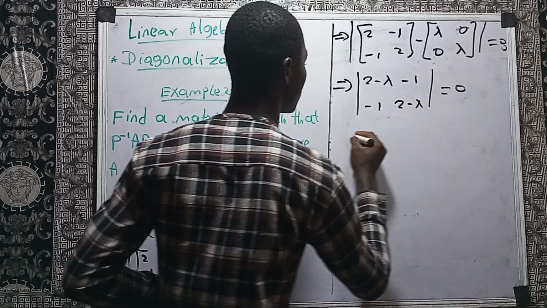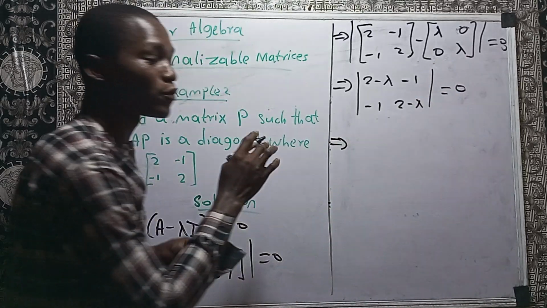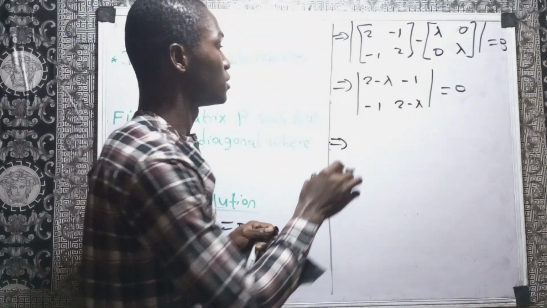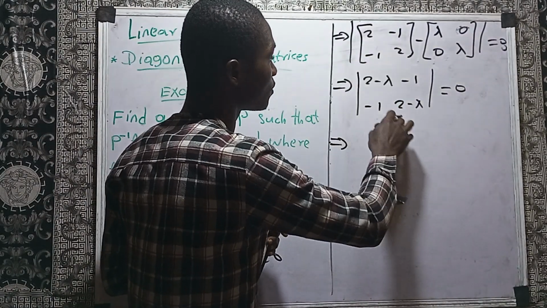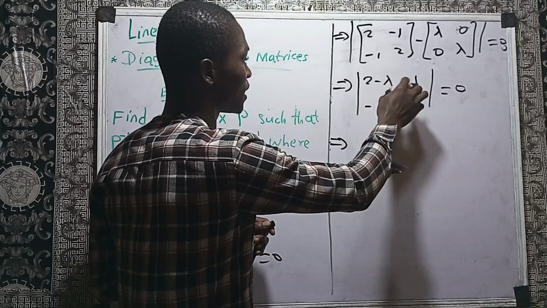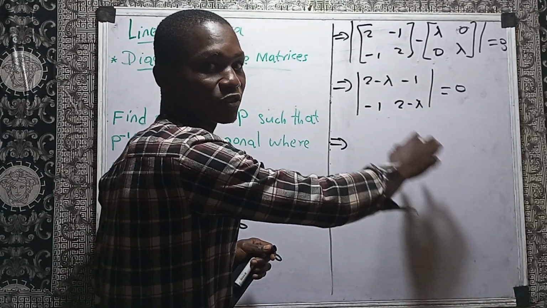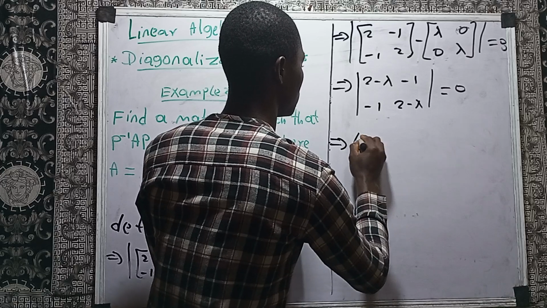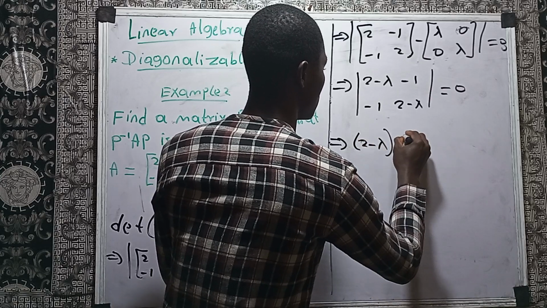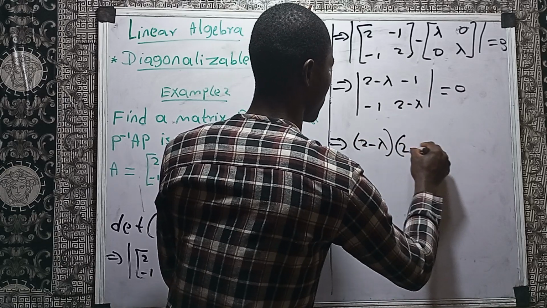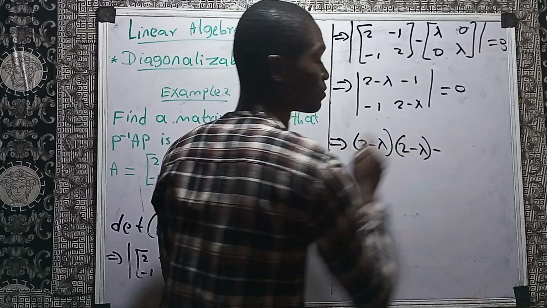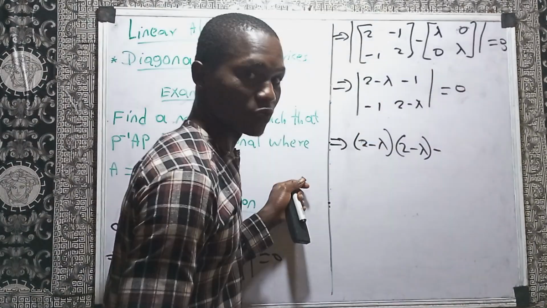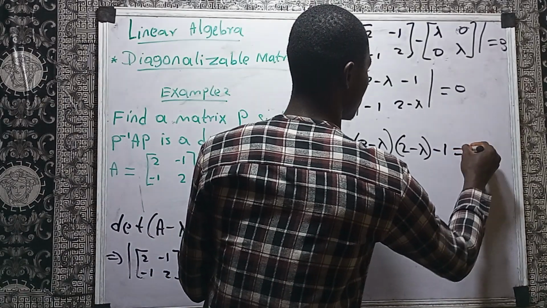Determinant equated to 0. And this implies, we have a 2 by 2 matrix to evaluate. So we multiply the entries of the principal diagonal. That's 2 minus lambda multiplied by 2 minus lambda. Then you subtract the product of the other diagonal. Negative 1 multiplied by negative 1 is what? Positive 1. Equated to 0.